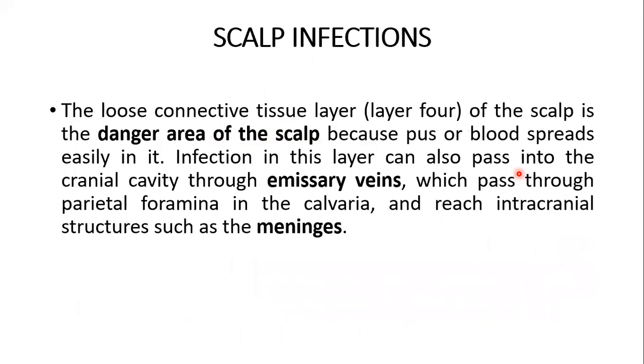So let's see what is the danger area of the scalp. Of course, this is layer 4, loose connective tissue, which has the potential spaces for the collection of pus or blood. And also there are emissary veins which take the infection even to the meninges.